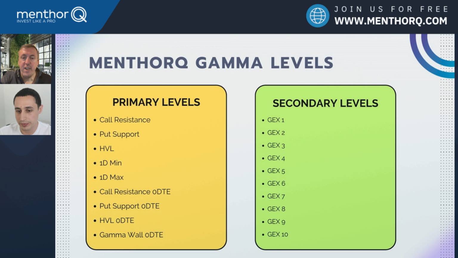Right, exactly. JAX 1 the highest and JAX 10 kind of the lowest. Even though it doesn't mean that it's less important, it just has lower gamma exposure than JAX 1. Got it. Yeah, that makes sense.